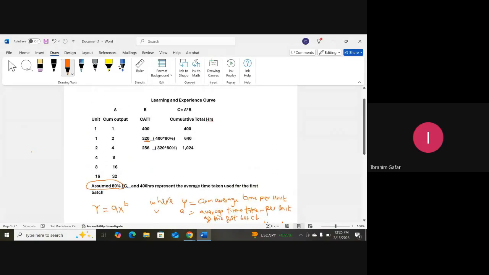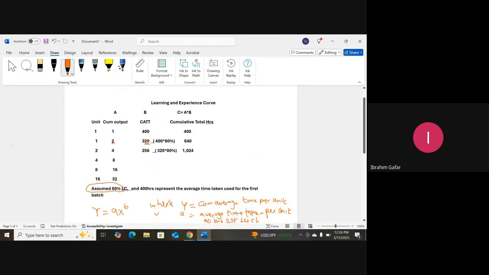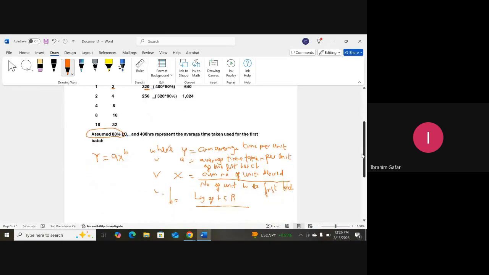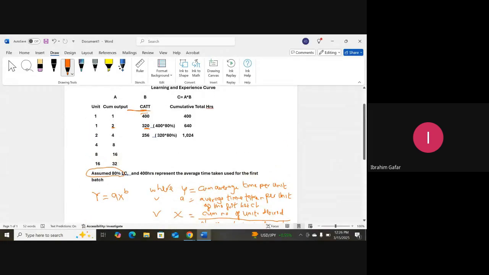Let's assume I want to calculate the cumulative output of these 2. Then Y represents CAT here. Y is the cumulative average time, which is the meaning of CAT, cumulative average time taken. Then, let me calculate it now. Y becomes, what is my A? A is 400, the average time taken per unit of the first batch. So what is the average time taken for the first batch? 400.